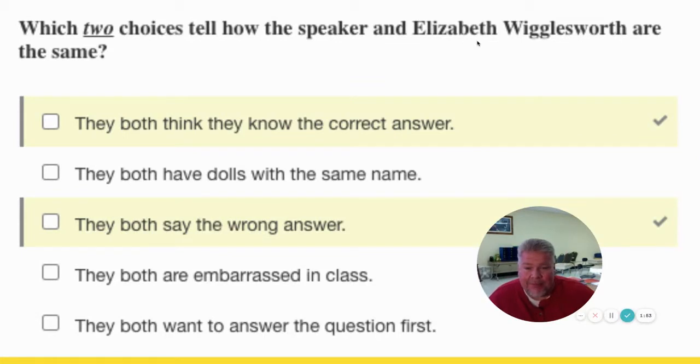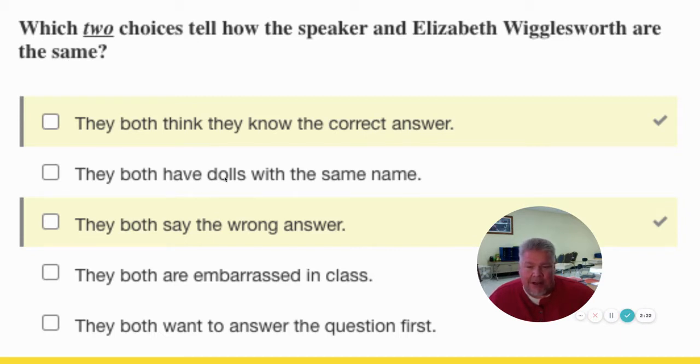So the question says, and it's just a short little poem, but how are the speaker and Elizabeth the same? And the correct answers were they both think they know the correct answer, and they both say the wrong answer. So in the poem, the speaker, remember, had worked so hard on learning 6 times 9 is 54, but she thinks she knows the right answer, but she says the wrong answer. She says Mary M, her doll's name, and Elizabeth Wigglesworth probably says 52, and that's the wrong answer. So they both think they're right, but they're both wrong.